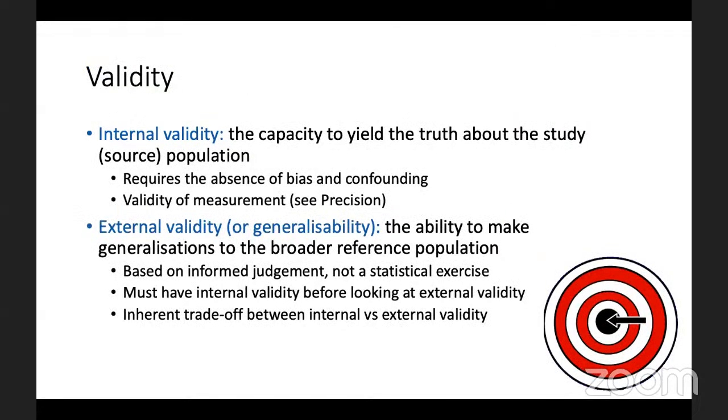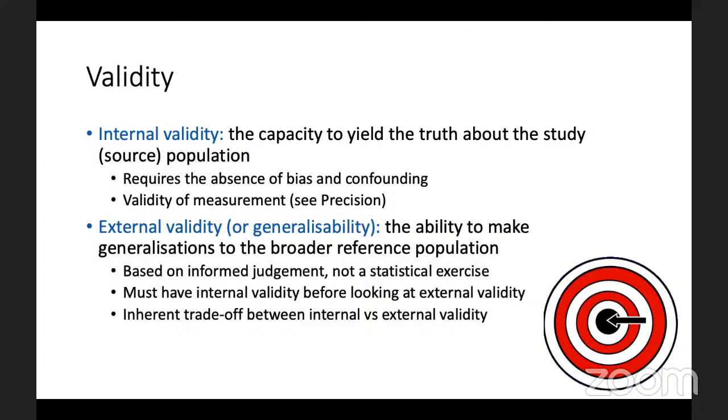So there are very important concepts that need to be understood before you can appraise evidence. If you talk about validity, we get internal and external validity. Internal validity is the capacity of the study to yield the truth about the study population. Meaning, have the authors measured what they said they are measuring? An example of this is the effect of clopidogrel use on clinical outcome after acute MI. The study needs to define what is classified as an MI. Otherwise, anyone with an acute chest pain could be included in the study.